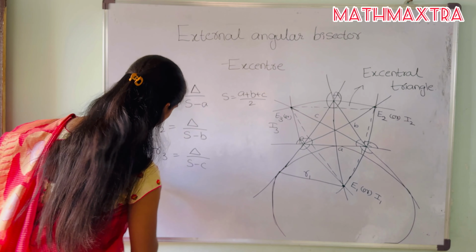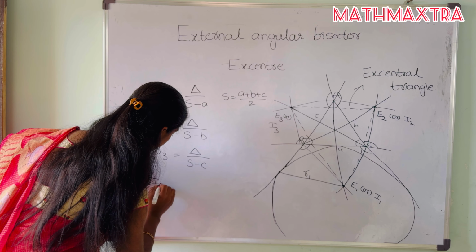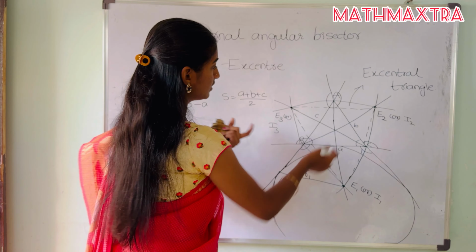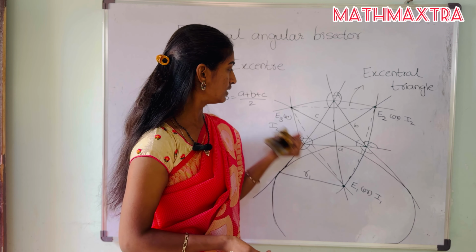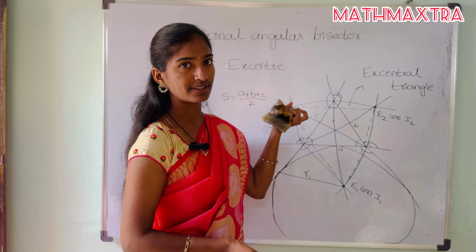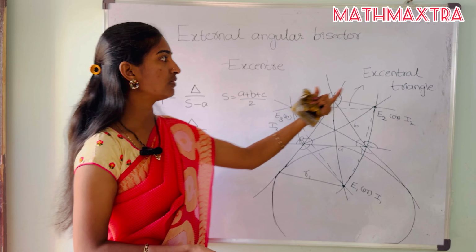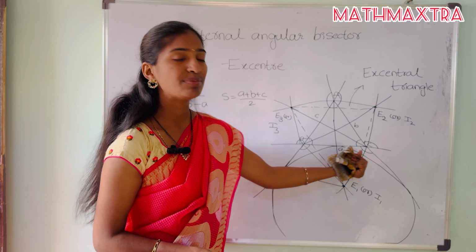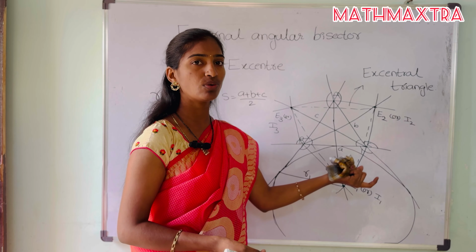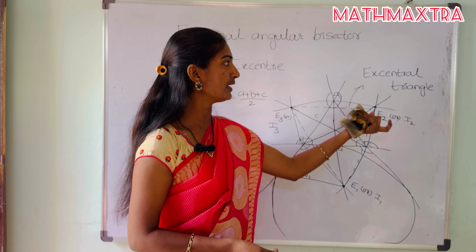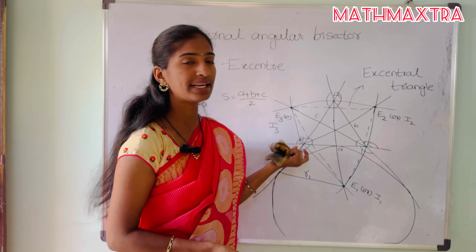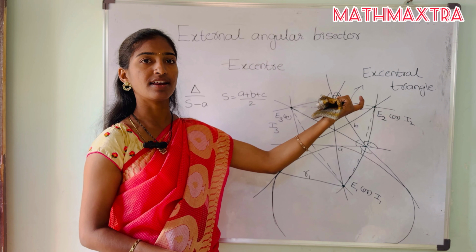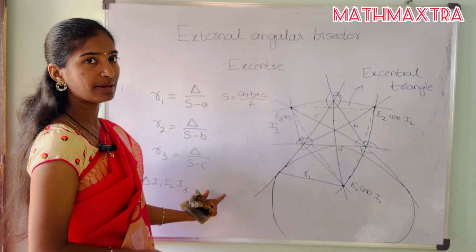Okay, this triangle I1, I2, I3. Just now we have drawn a triangle through these three vertices, I1, I2, I3, right? So that triangle we call the excentral triangle. This is the excentral triangle of what? ABC. ABC is our original triangle, and we have drawn an excentral triangle of triangle ABC. So these I1, I2, I3 form the excentral triangle of triangle ABC.